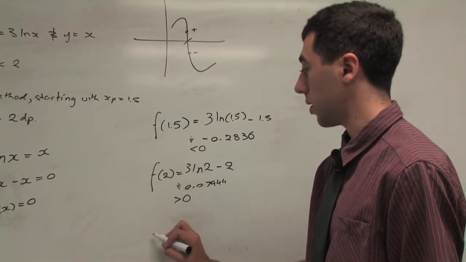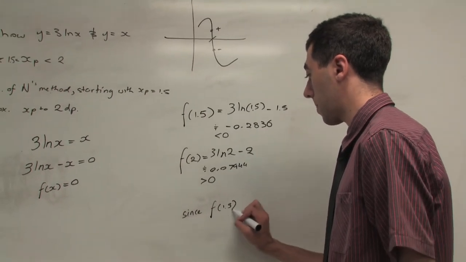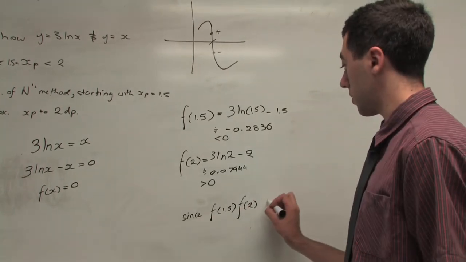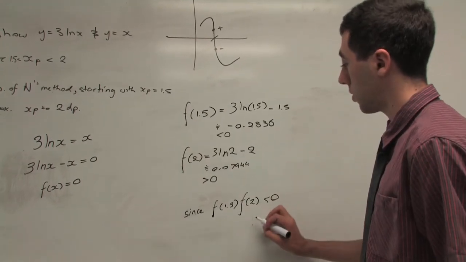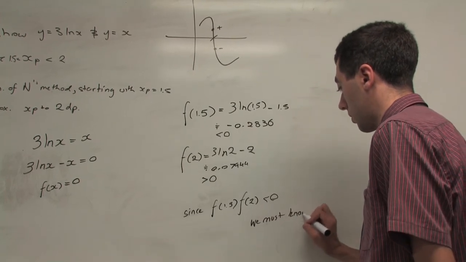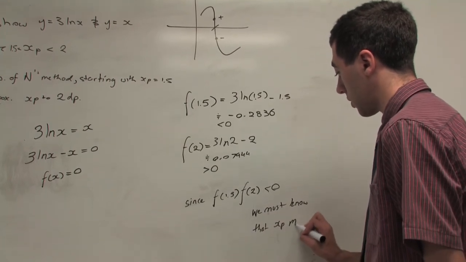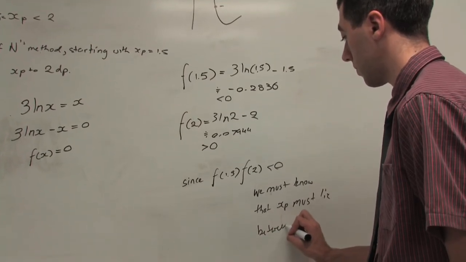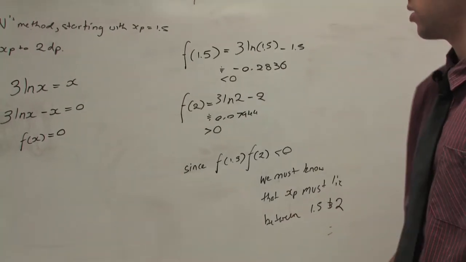So in saying that, we say that since the product of f(2) and f(1.5) is less than 0, and that f(x) is continuous for this interval, we must know that the x-coordinate of P must lie between 1.5 and 2. Hence, part I is solved.